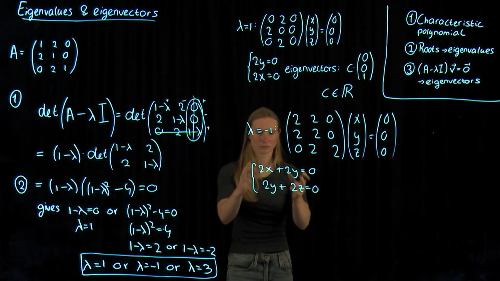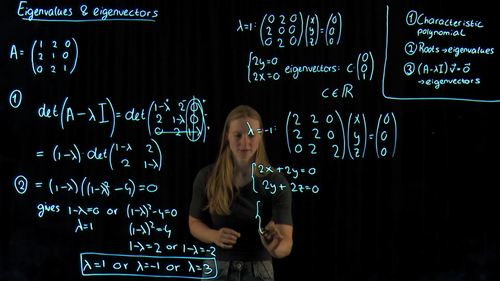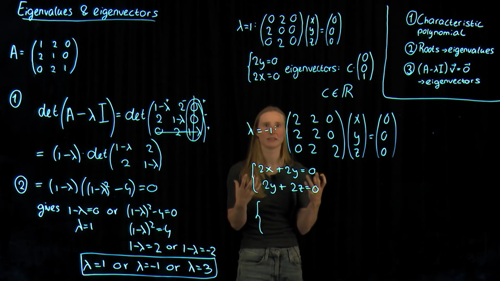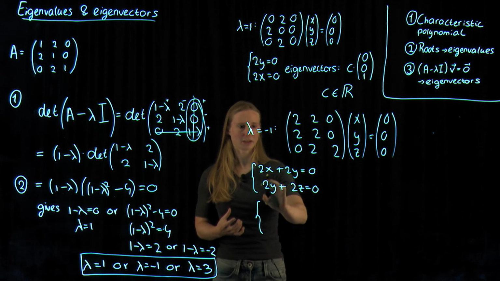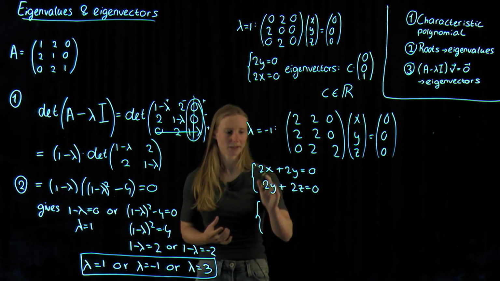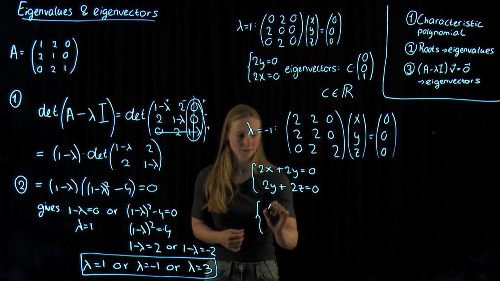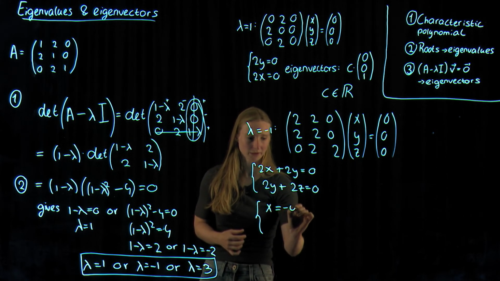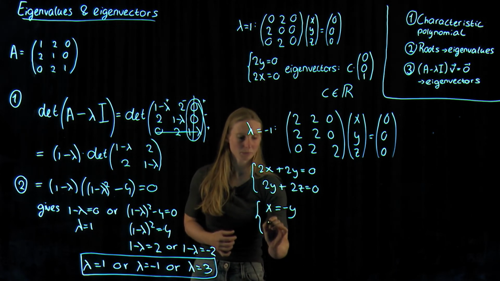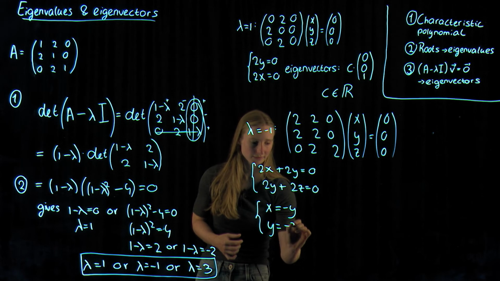Now let's first rewrite these equations. This is not a necessary step, but it's maybe a bit easier for you to see then. If we write this in some way that we have some relation between x and y, then we can divide the first equation by 2 and move this y to the right. So x is minus y. And for the second one we have y is minus z.